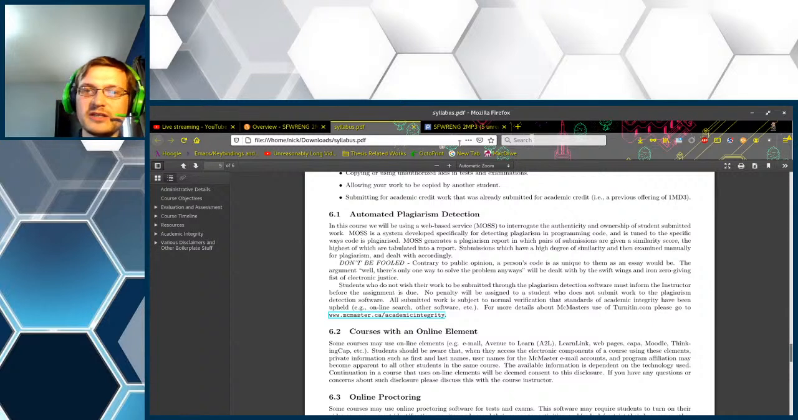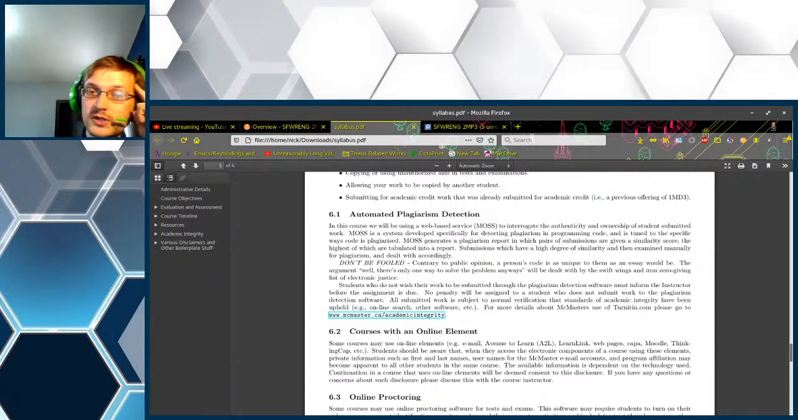Contrary to public opinion, a person's code is as unique to them as an essay would be, and that is almost even more true for something as low level as C. The argument, "well, there's only one way to solve a problem anyways," will be dealt with by the swift wings and iron zero-giving fist of electronic justice.